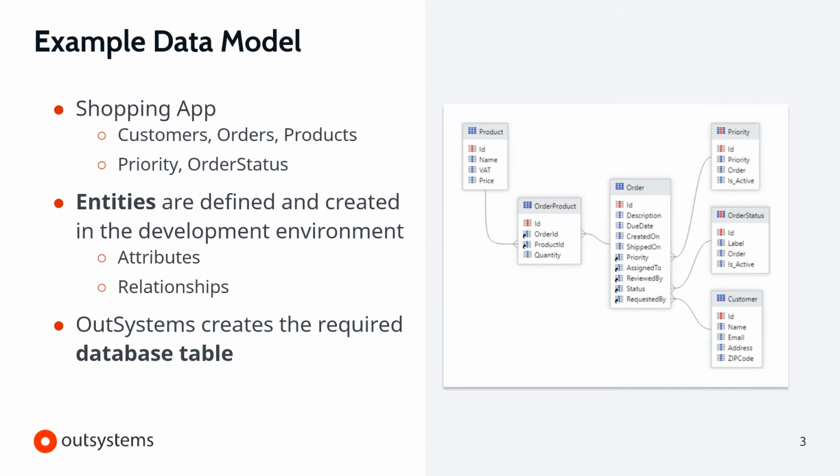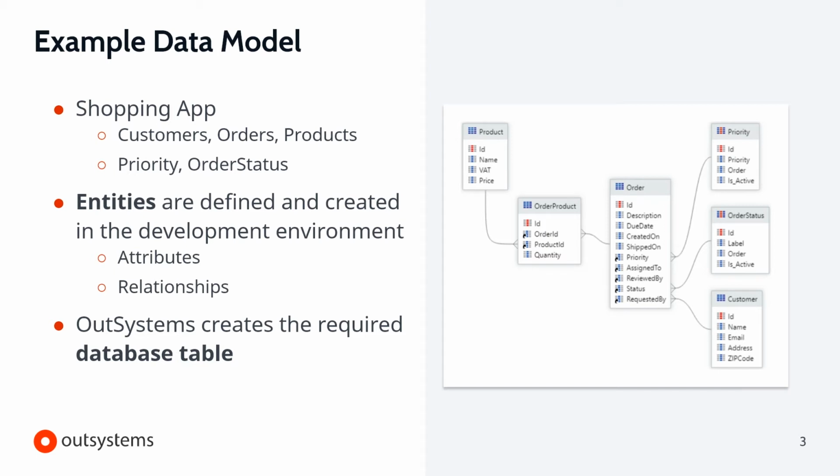Let's use a shopping app's data model for example. A shopping app would need to keep track of the customers and their orders, and which products were in those orders. Orders might have a priority and might have an order status. We can take these business concepts and represent them as entities. Those entities would be defined and created in our development environment. Those entities would also have attributes, and they might have relationships between each other.